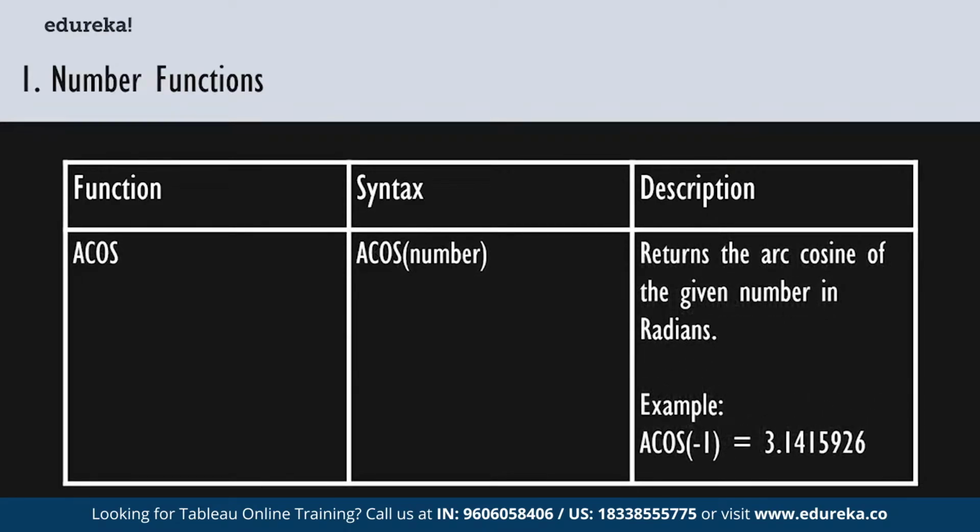So our next function is the arc cosine or Acos. It basically returns the arc cosine of the given number. And the result will always be in radians. So if you give an arc cosine of -1, you're supposed to be getting something along the lines of 3.1415926. As simple as that. So let's go back to our Tableau desktop and run this and see.